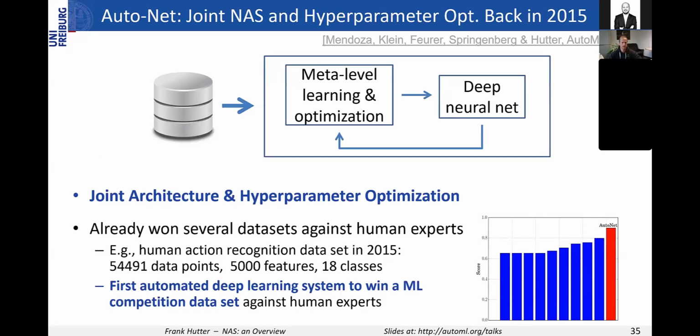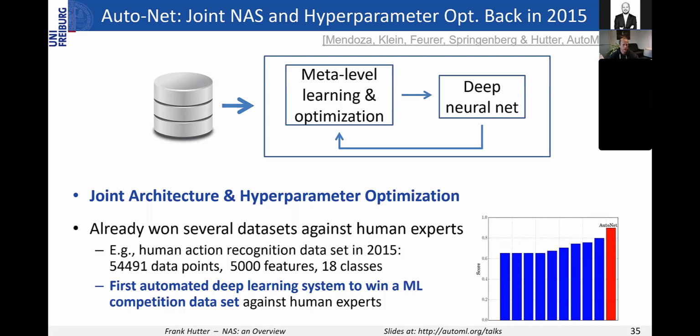I already mentioned this Auto-Net approach that we did back in 2015, and this really just does Bayesian optimization on a formulation of NAS as HPO, plus also the hyperparameters added. So it's just an extended hyperparameter space that has both NAS and HPO in there.